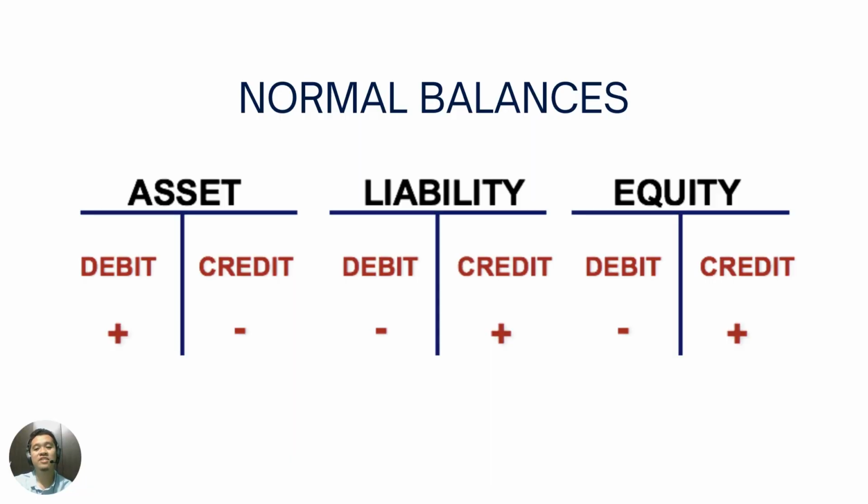So, this is an example of normal balances. This is the T account, ladies and gentlemen. It is called a T account because it looks like a T. So, for asset, the normal balance of asset is debit. Again, normal balance is where it normally increases. Asset decreases if an account is credited. For liability, the normal balance is credit and the opposite, of course, is the debit. And equity, the normal balance is credit and the opposite is the debit.